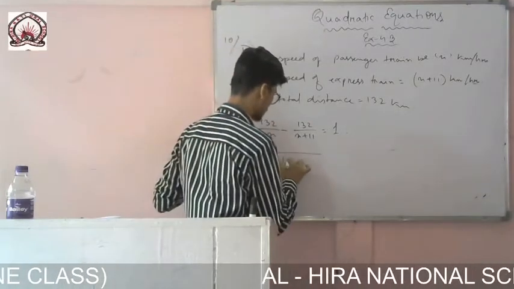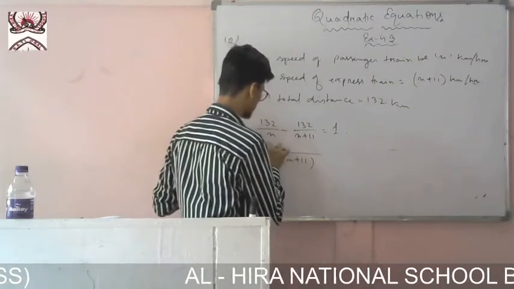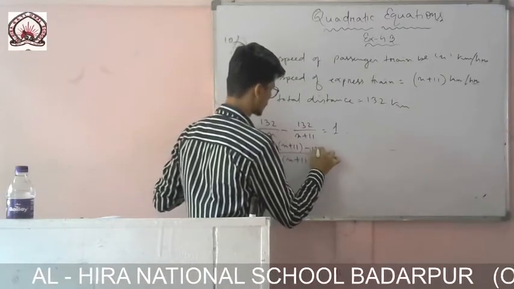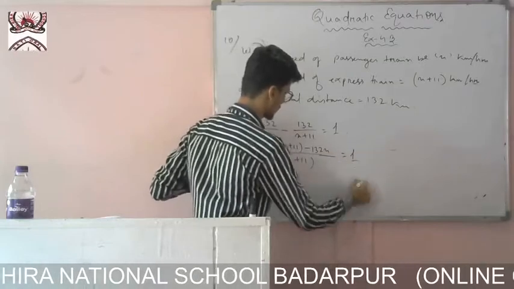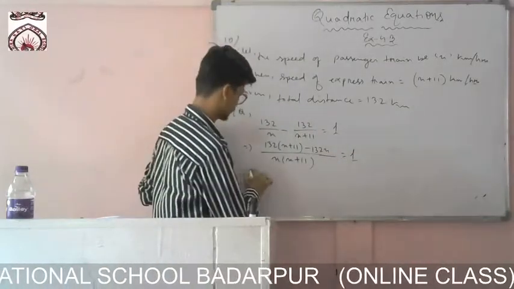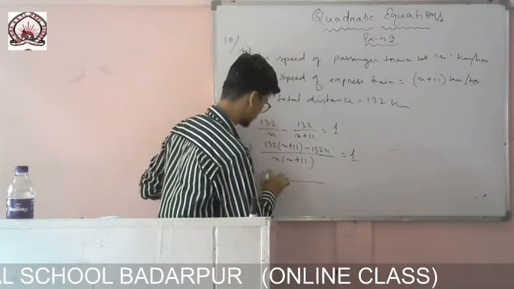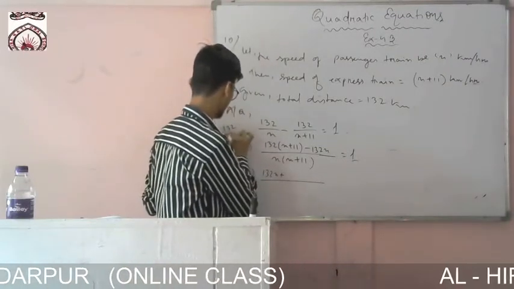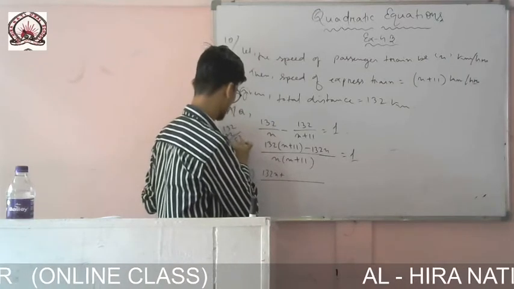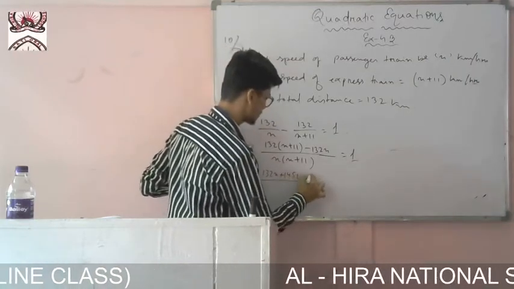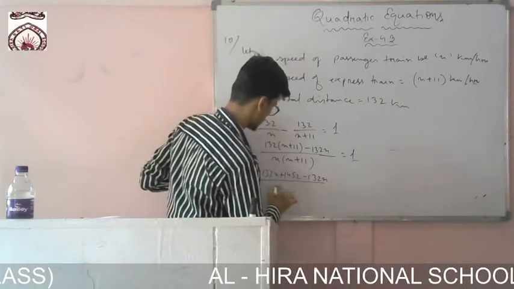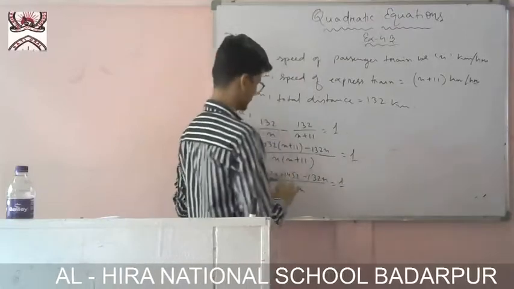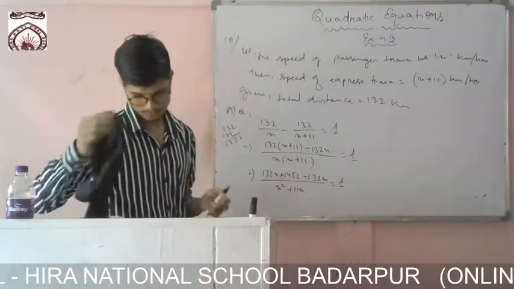So now we will solve this one. Here it will be x into x plus 11 in the denominator, and in the numerator 132 into x plus 11 minus 132 into x, equals 1. So now it will be 132x plus 11 into 132, which is 1452, minus 132x, and there x square plus 11x equals 1.